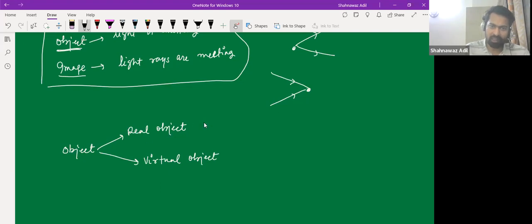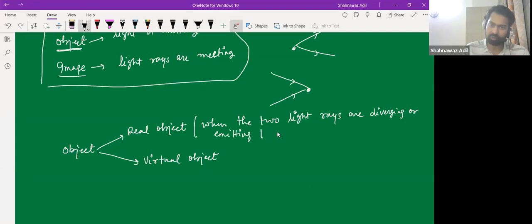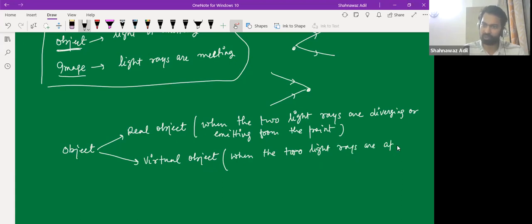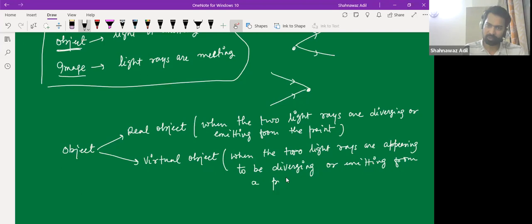So, this real object is when the two light rays are diverging or emitting from the point, right? So then those would be called the real object. And for this virtual object, when the two light rays are appearing to be diverging or emitting from a point, that would be called a virtual object.